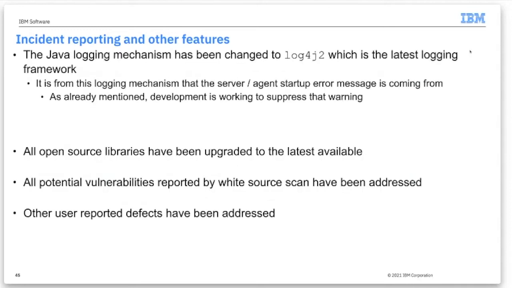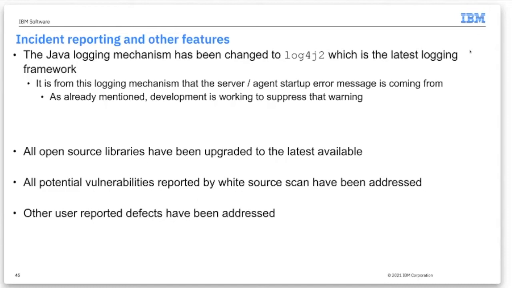As I mentioned at the very beginning, the Java logging mechanism has been changed to this log4j2, and it's this new logging mechanism that's generating those XML configuration file errors when you use the start and stop script. Development's working on this, but just understand that if you do want to go in and look at the Java logging that's occurring, this is the utility that's being used, and you will have to parse through its files and output and use its utilities.